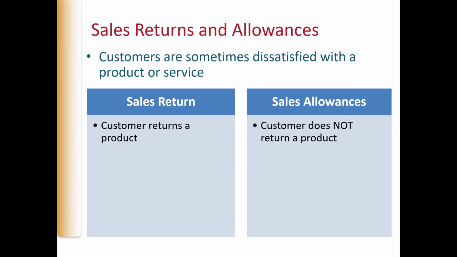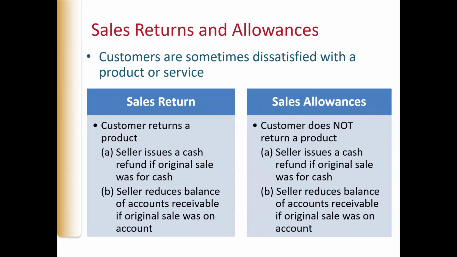And so when a sales return occurs, the customer truly returns the product. Under a sales allowance, the customer doesn't return the product. Now, the seller may issue a cash refund, because under a sales allowance something isn't perfect, but the customer will still keep it. So the seller might issue a portion of a cash refund, or if it was on accounts receivable, the seller would reduce the balance of the accounts receivable if it was on account. For a sales return, the seller's going to issue a cash refund if the original sale was for cash, or again, if it's on account, the seller would reduce the balance of the accounts receivable.